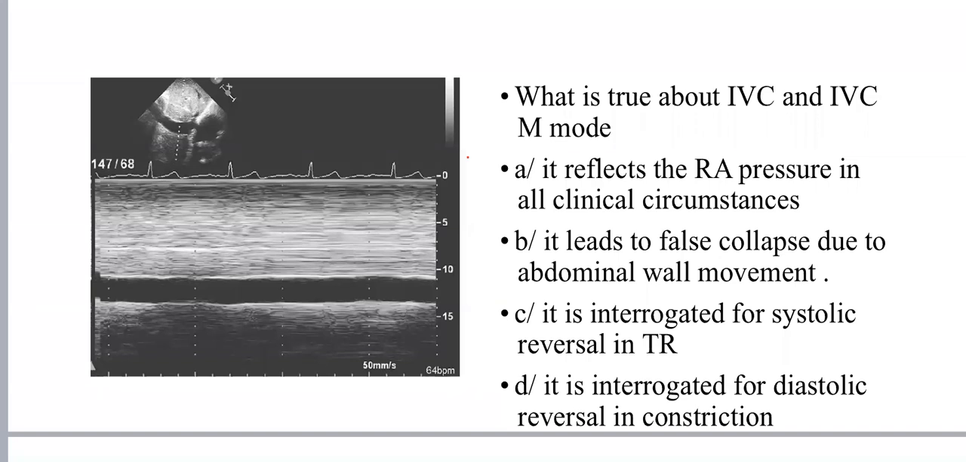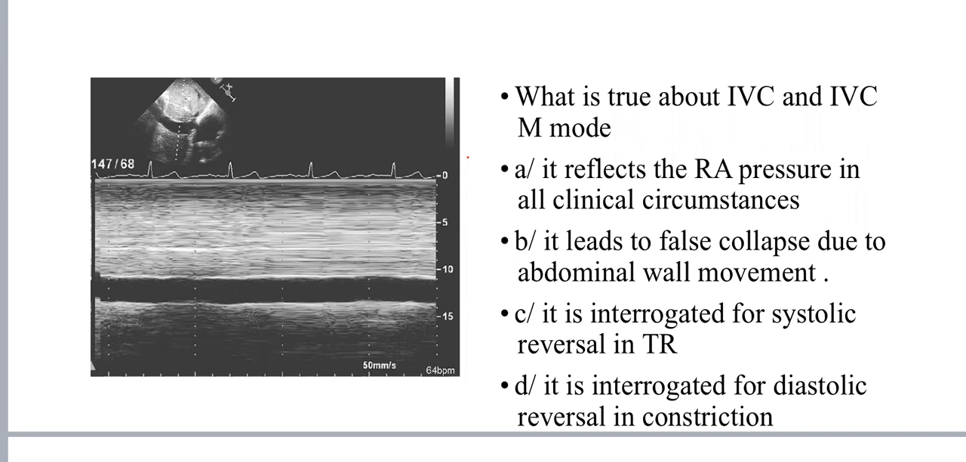We have excluded two because the interrogation of systolic reversal in TR and diastolic reversal in constriction is by hepatic venous Doppler. We go to the hepatic vein, not the IVC. So C and D are wrong. What about A? It looks right. A, in all clinical circumstances. No, that is wrong. Exactly. So this is the art of MCQs.